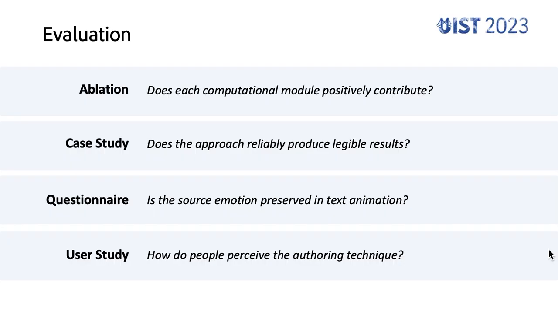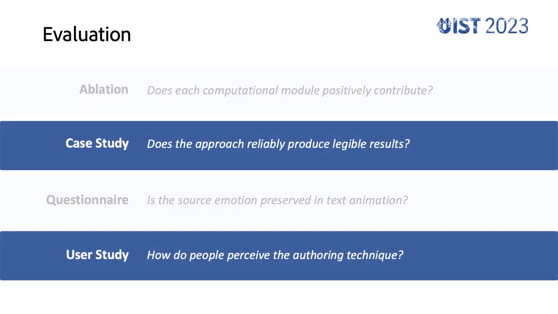To ensure that we are doing the right things, this work conducted intensive evaluation. The evaluation study examines each computational module to validate their contributions to a satisfying result. The case study investigates whether the approach reliably produced legible results. The questionnaire study takes a step further to validate that the essence in the target GIF is indeed preserved in the generated kinetic typography. And the user study investigates the authoring experience of people and their perspectives of the application. Next, I will selectively discuss some interesting findings.